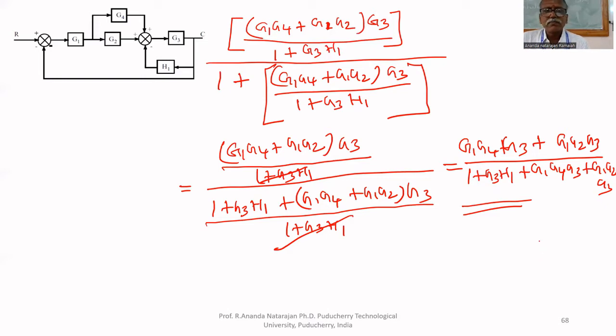So we simplified. This system is represented by 1, 2, 3, 4, 5 differential equations. If we know the transfer function, we can substitute here and we can find a single transfer function. That is possible by using block diagram reduction technique. This technique is called block diagram reduction technique.